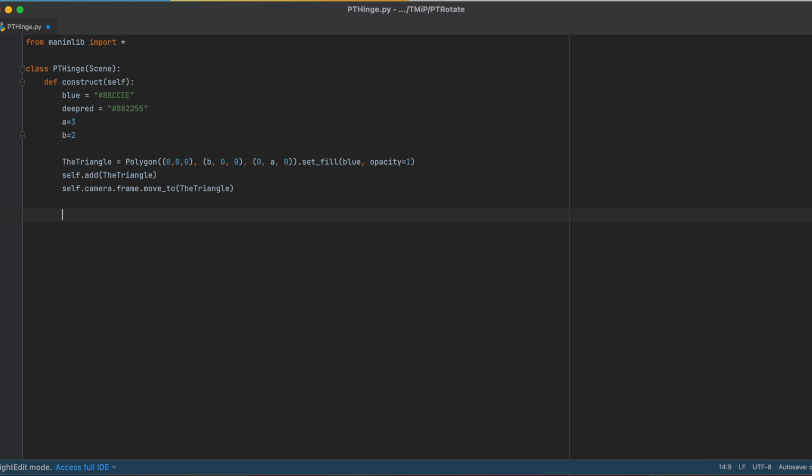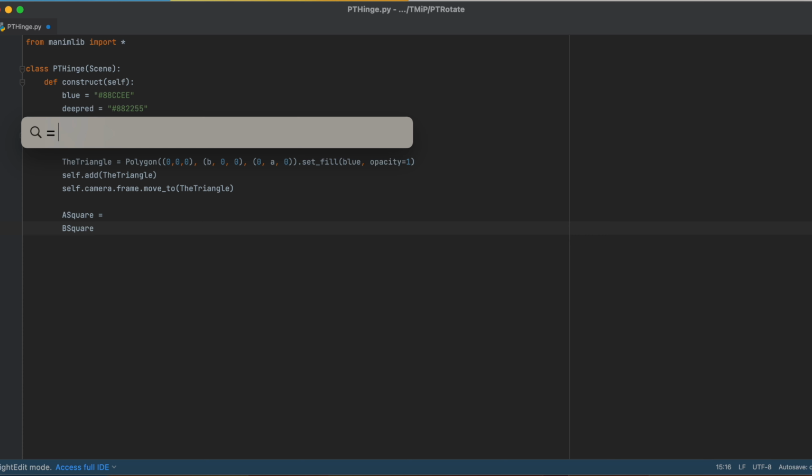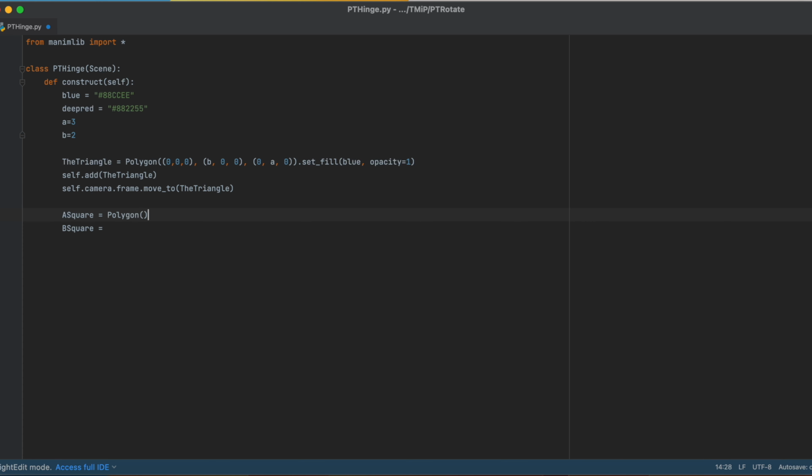Next thing we want to do is show the Pythagorean theorem. So we want to draw an A square and we want to draw a B square. I'll label those both. And again, these are going to be polygons. This one's going to be a polygon with side length A. So it goes from 0, 0, 0, A, 0, 0, A, A, 0, and 0, A, 0. I can copy and paste that code, paste it down here, and then I want my B square as well, with B, B, B, and B.